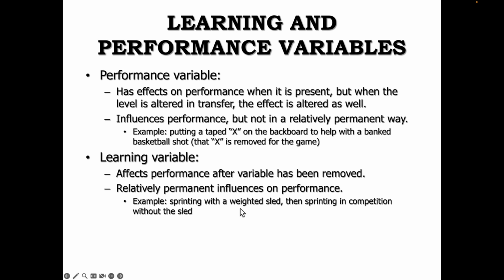Let's say during training you perform sprints with a weighted sled. Performing sprints with a weighted sled might lead to faster sprinting in actual competition, in an actual race, where you perform it without the sled. So again, training with a weighted sled might help you accelerate faster, so that in a race it leads to a relatively permanent change of sprinting faster. That weighted sled would be an example of a learning variable.